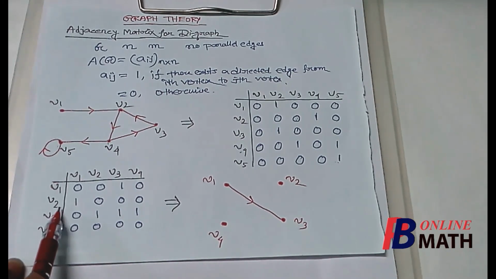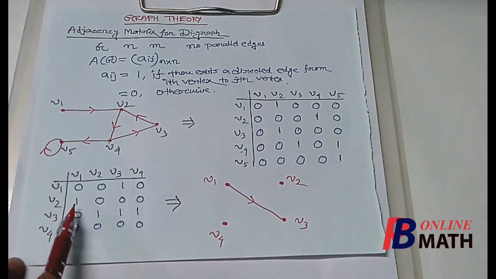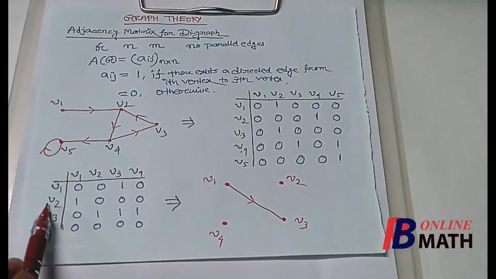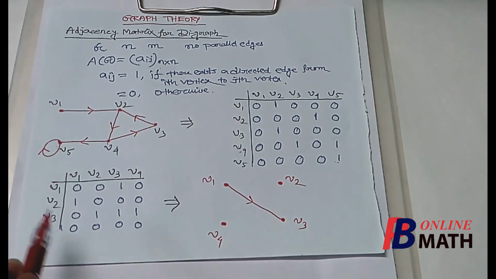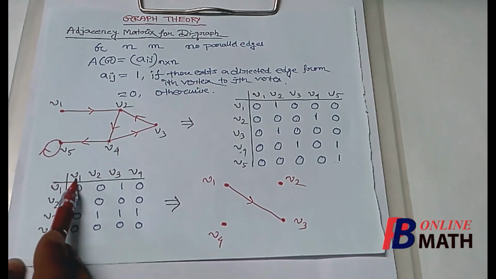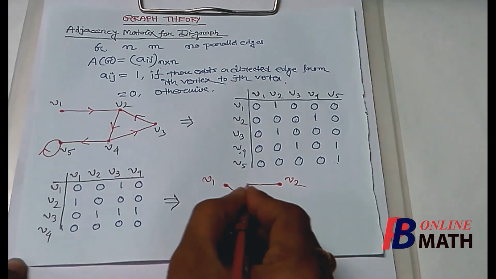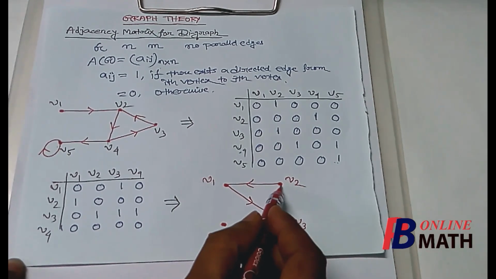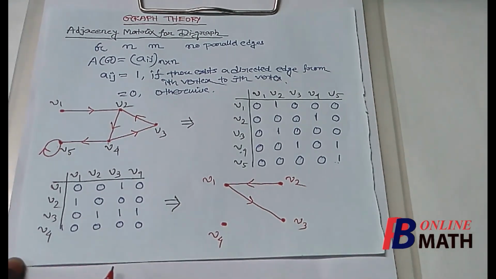Next we consider the second row. Here we find that the only non-zero element is this one in the row of v2 and in the column of v1. Therefore, by the rule, there exists one directed edge from v2 to v1.